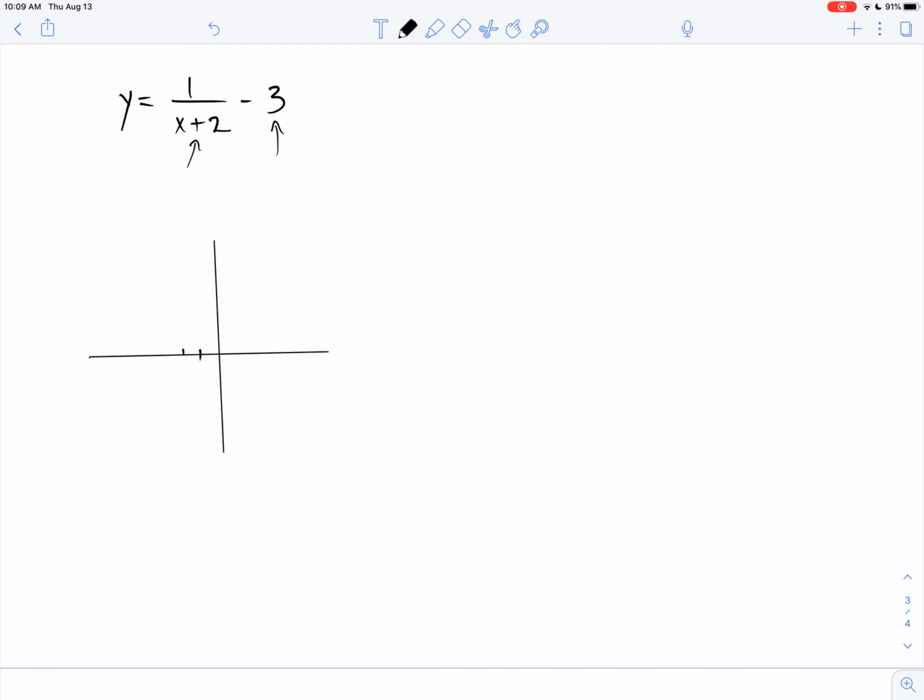Hey, left, opposite, same. So I'm going to go left 2, down 3. 1, 2, 3. There's a dot. That dot is kind of like my new origin for this graph. I went left 2, down 3. Check this out. This guy right here is a boundary marker for this graph. It's called an asymptote. An asymptote is a boundary in a graph.